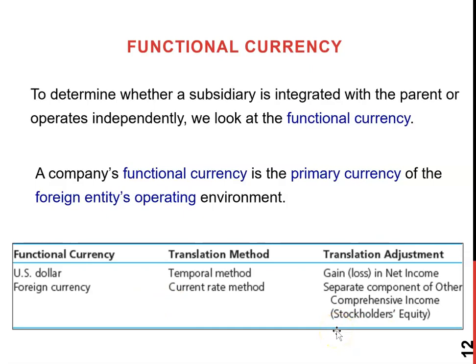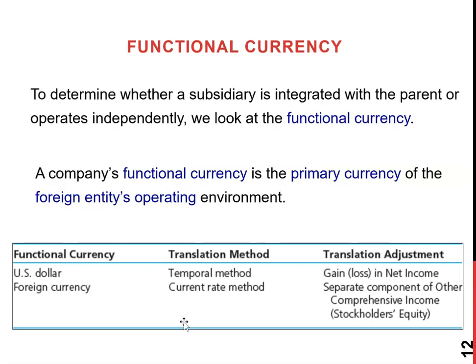Now let's focus on this table a little bit. In the prior slide, you already learned that if the functional currency is the US dollar, you have to use the temporal method. And if the functional currency is their local currency, which is a foreign currency to us, you have to use the current rate method. Now, after doing the conversions, using different exchange rates to convert all those balance sheet and income statement numbers, you will end up with some gains or losses. We call this the conversion gain or loss.